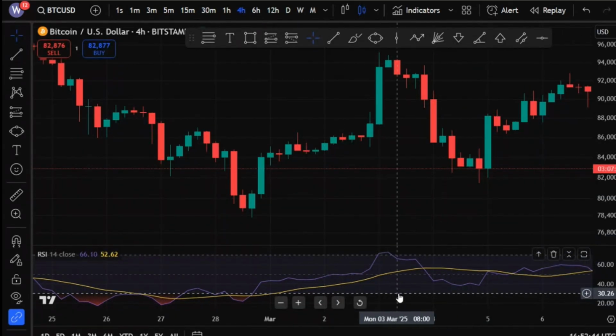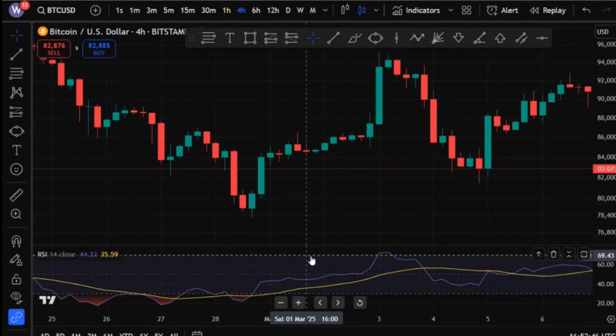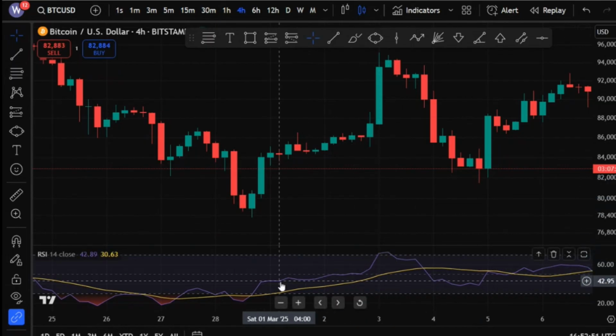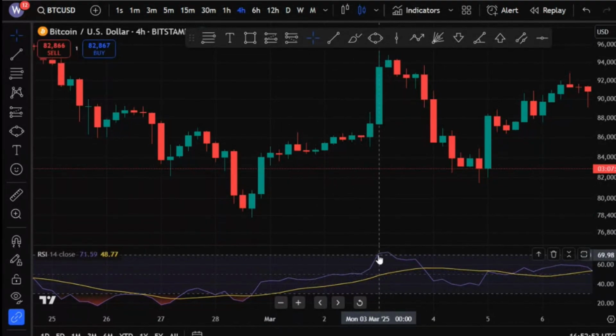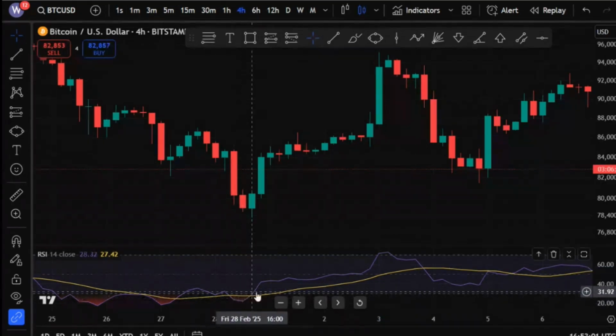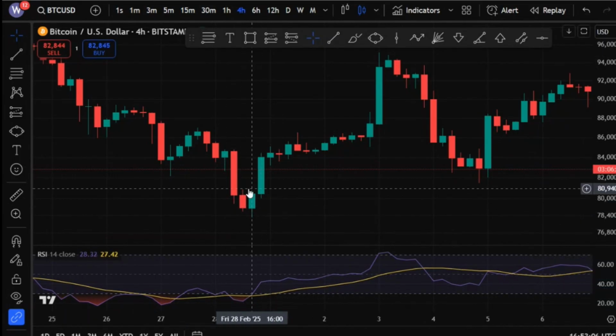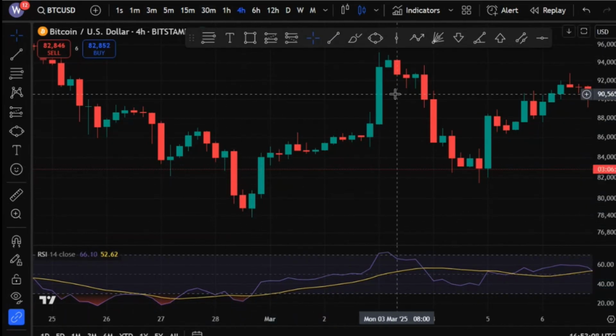So this is the 30th line and this is the 70th line. What it means is that whenever this purple RSI line goes below the 30 line, it has already become oversold. When it's oversold like this, you can expect the price to move up anytime soon, which is actually what happens here, the price moving up.